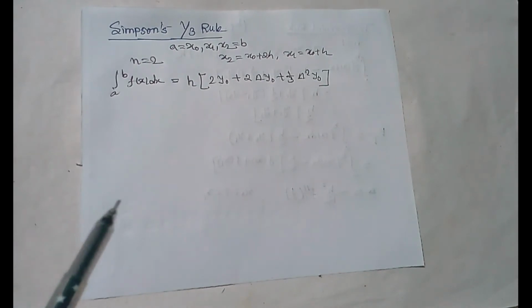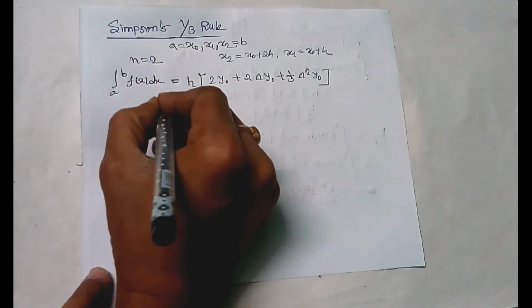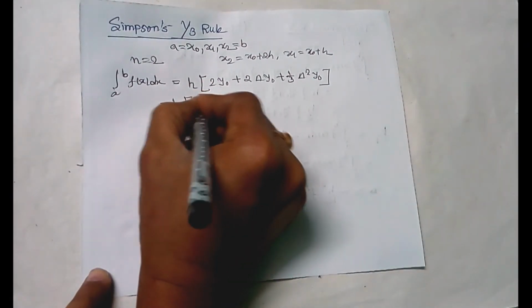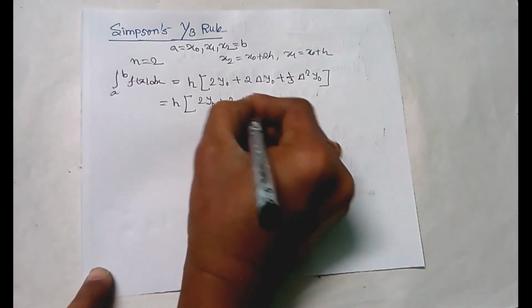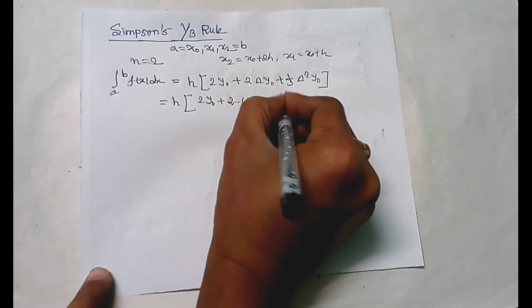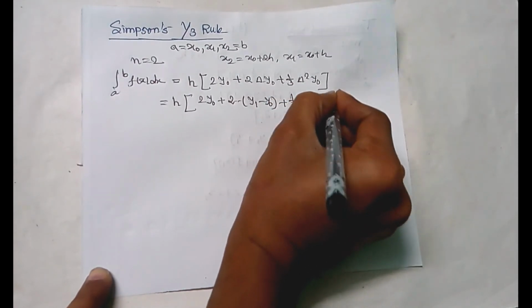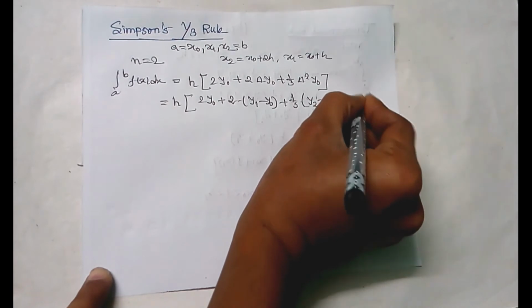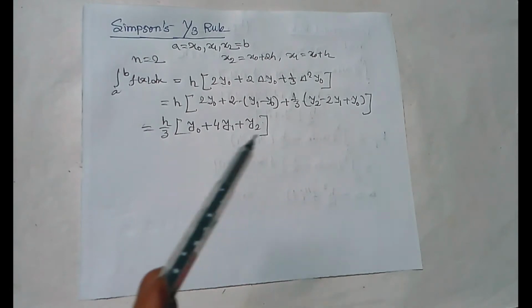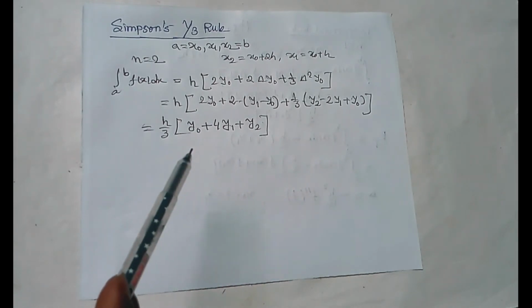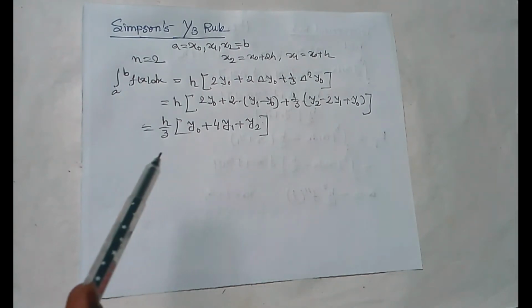So if we put n equal to 2 in the Gauss-Legendre quadrature formula, then we find this expression. We just simplify it. This is h into 2 times y0 plus 2 times delta y0, where delta y0 is equal to y1 minus y0, plus 1/3 into delta square y0, which is y2 minus 2y1 plus y0. If we simplify this, we find that this is equal to h by 3 into y0 plus 4y1 plus y2. So this is the form of Simpson's one-third rule.